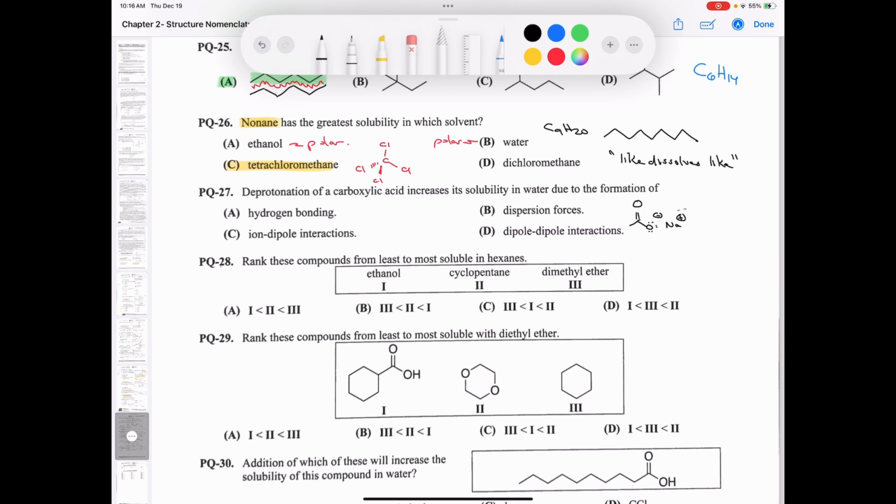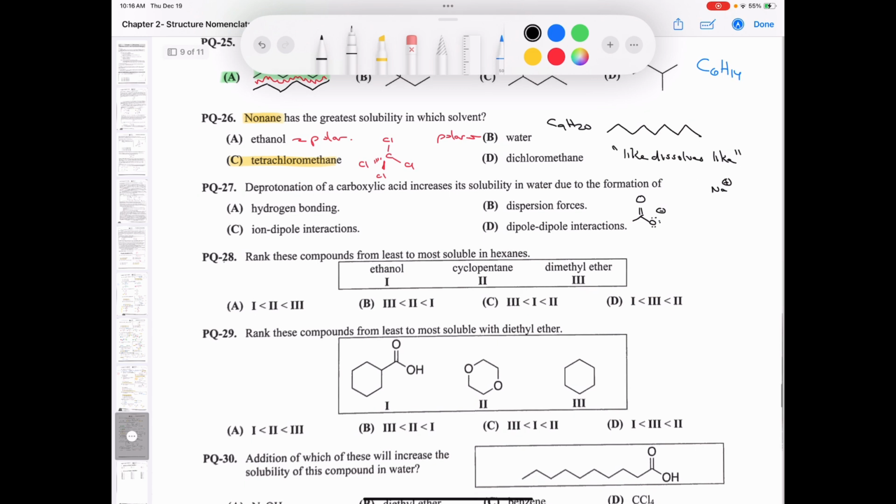Now, I don't want to take up too much time showing you that, okay? But the negative charge on the oxygen that I have here is going to interact with the delta plus in the water molecule like this. We have our delta plus here. And so there's going to be an interaction here, and we call that an ion dipole interaction. And so for 27, the answer is going to be C.